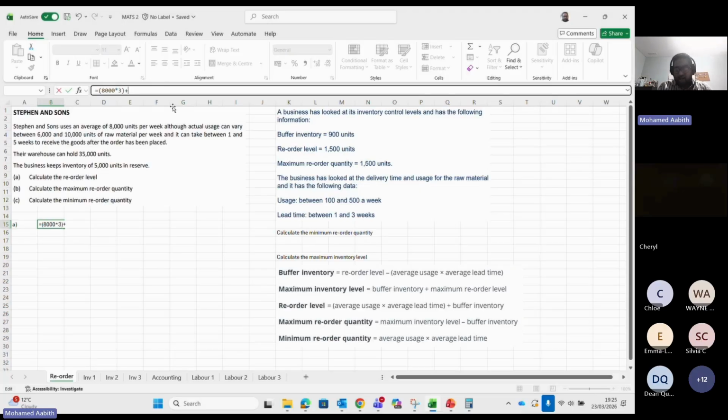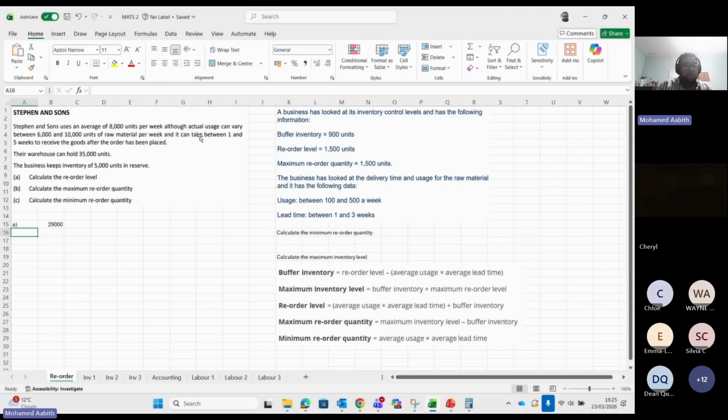The buffer is the reserve. Reserve is 5,000. So calculating the reorder level means, when we reach 29,000 units, I need to reorder. Why is that? Because you may receive the stock on the average usage and the average lead time. Average usage times average lead time gives you the amount of inventory you may get just before you reach your reserves. But even if it's slightly late, I can use that 5,000 units in the reserve.